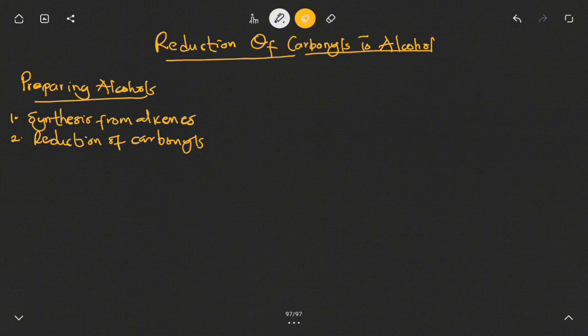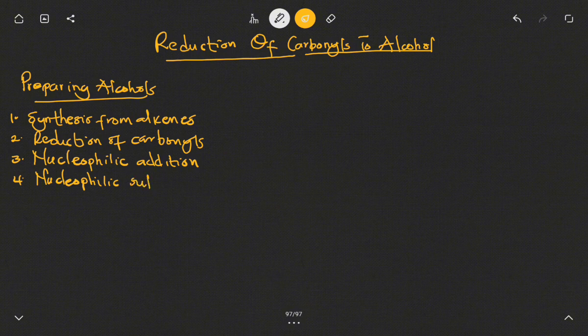We can also do nucleophilic addition. That one involves Grignard reaction and organolithium reagents, and we can also do nucleophilic substitution of alkyl halides.